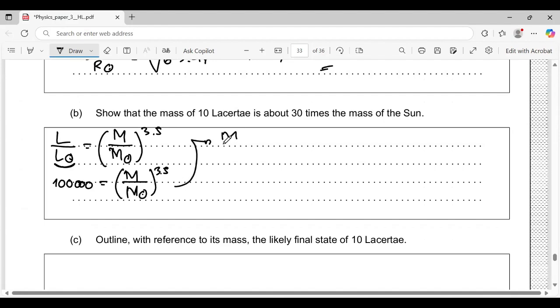So M over M of the sun equals 100,000 to the power 1 over 3.5. And if you calculate, the result is 26.8, and it is 27. So based on this, the question says about 30 times. So you can approximate it as 30 as well.